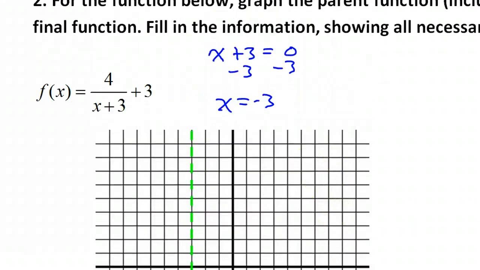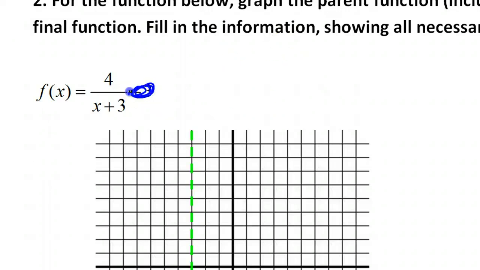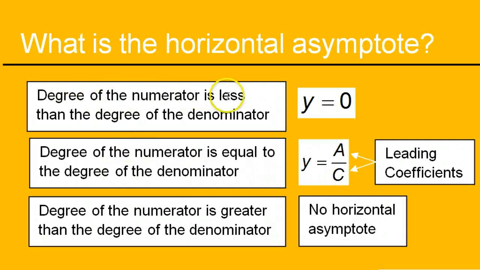Now let's talk about horizontal asymptotes. Well, the thing is, if it weren't for this plus 3 on the end, let's pretend that wasn't there. Horizontal asymptotes, these are the ones where we have to consider the degree. Is the numerator degree less than the denominator? Is it equal? Is it greater? If it's less, then y equals 0 is the horizontal asymptote. If they're equal, then we do a over c, where a and c are the leading coefficients. If the numerator degree is greater, then there is no horizontal asymptote, although very soon we're going to learn about slant asymptotes, but we'll talk about that later.